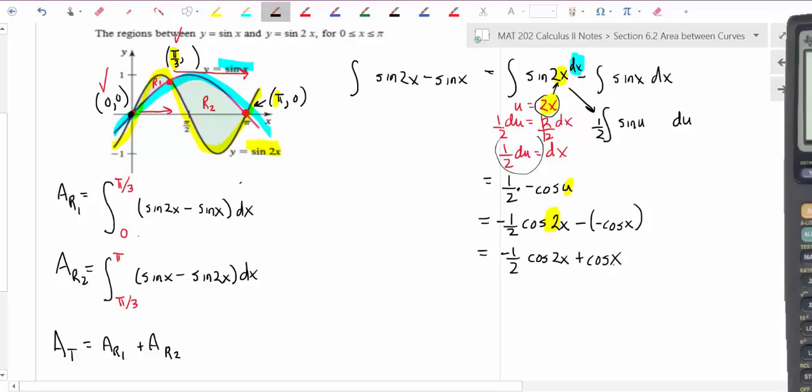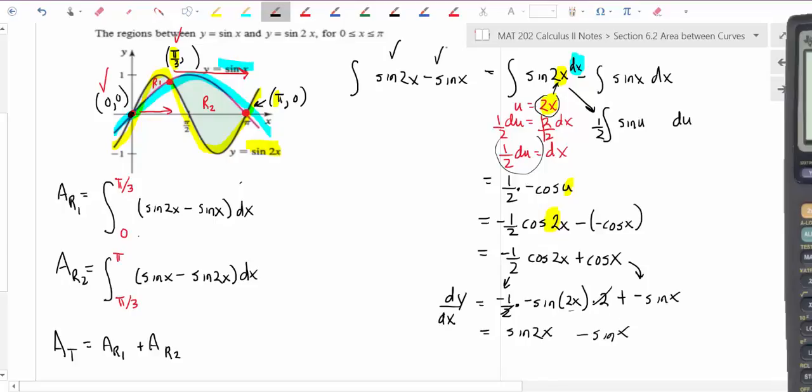Okay, so we got our antiderivative, and I always say it's important to double check this. If you did the derivative of this function, you would have negative 1/2. The derivative of the cosine is negative sine of 2x, and by chain rule, the derivative of what's inside is 2. The derivative of the cosine is negative sine x, so you'll have these cancellations: a negative negative, or a positive sine 2x, so that checks, and then you have a minus sine x. Those are pretty important things to take advantage of, now that we have our antiderivative.